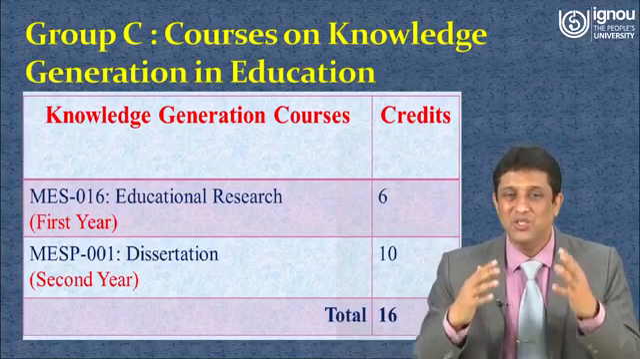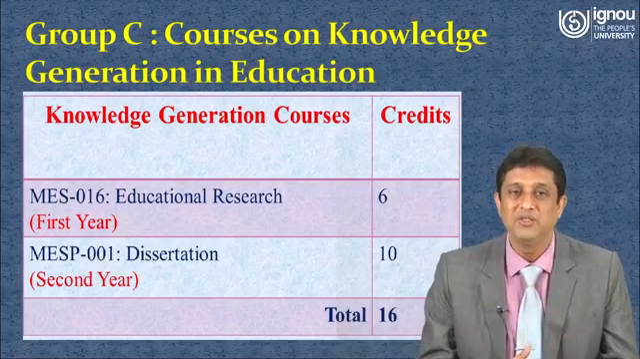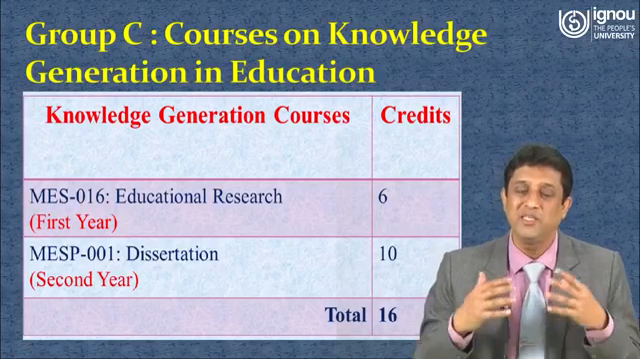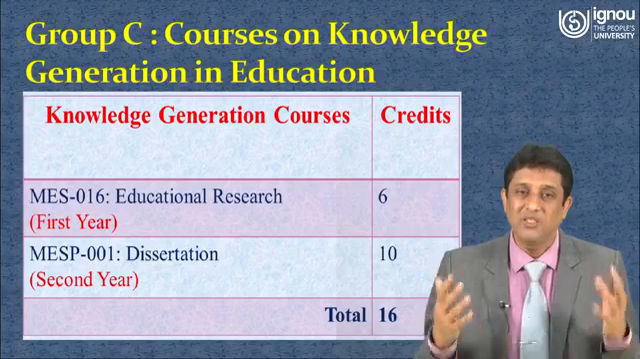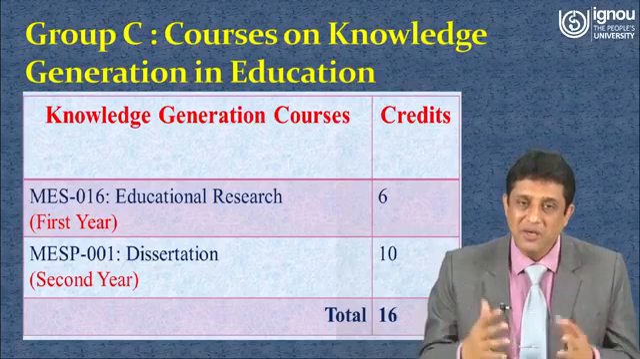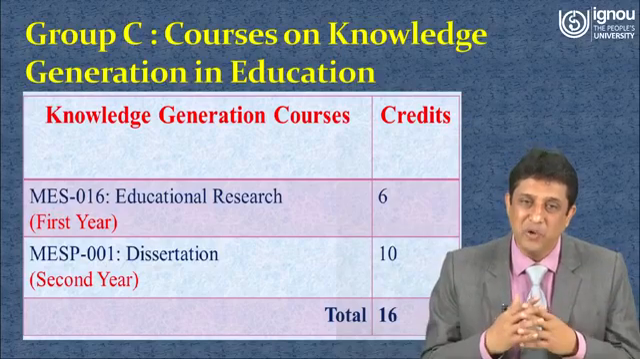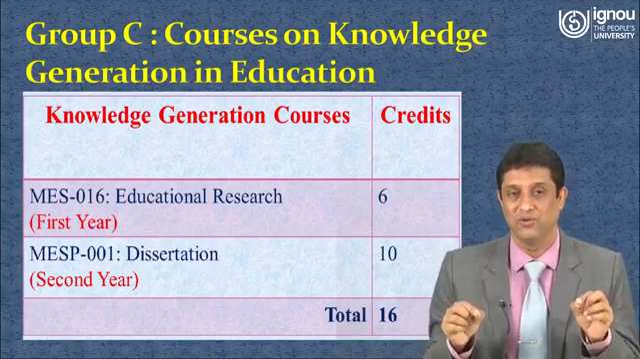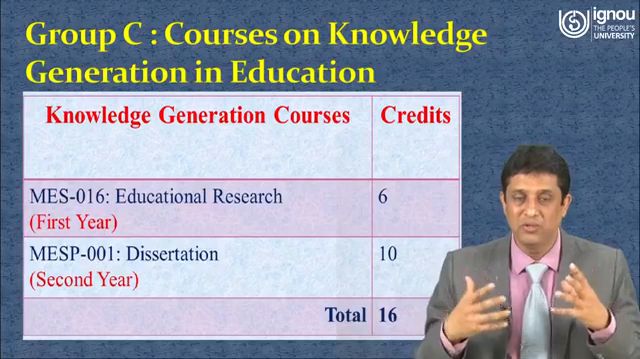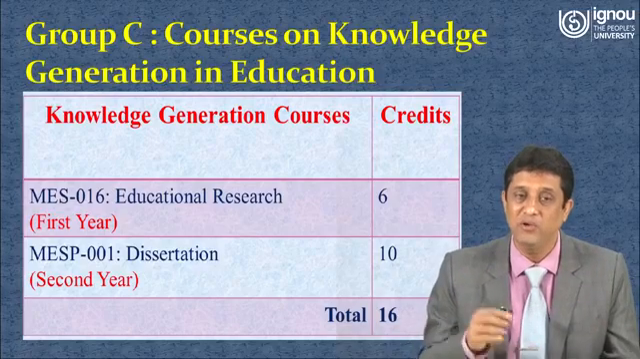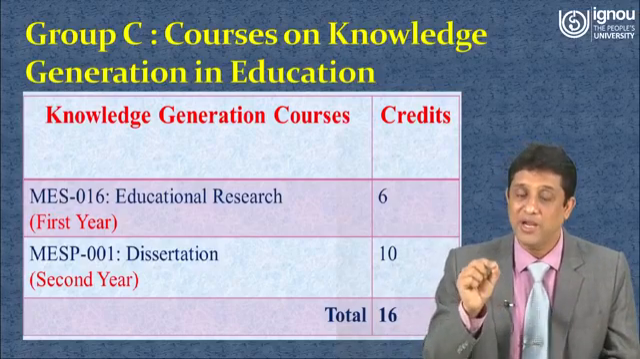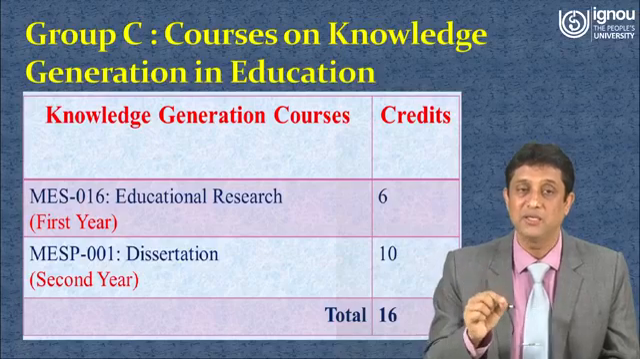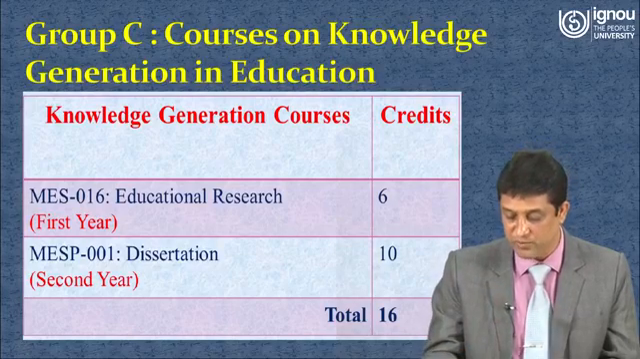So that's why these two courses have been kept under knowledge generation, because they will provide you detailed understanding about the concept of educational research, conducting educational research, understanding the process of conducting educational research, and further to do a research also, to get the practical knowledge, to get how you will practice it. So that's why a practical course, that is dissertation, has been kept in the second year of this program.